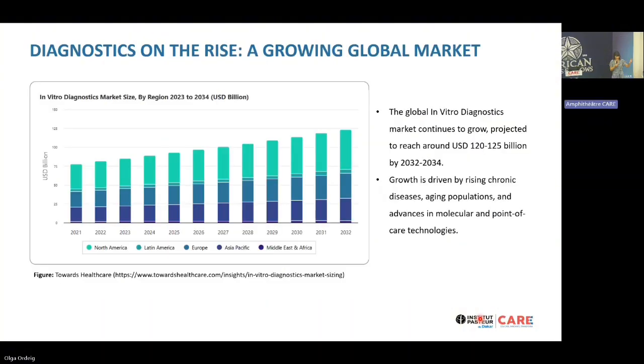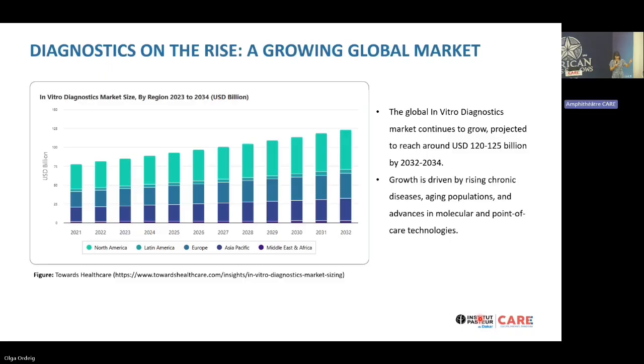And how does the diagnostics market look like? I took this graph, I think it's from last year's report from Towards Healthcare. And basically what it shows is that at the global level, the diagnostic market is increasing. In 2021 it was estimated to be around 75 billion US dollars, and is estimated to be like 125 billion US dollars in 2032. That's an increase of 70% of the market in 11 years. Not bad. So diagnostics is growing and is growing to stay.